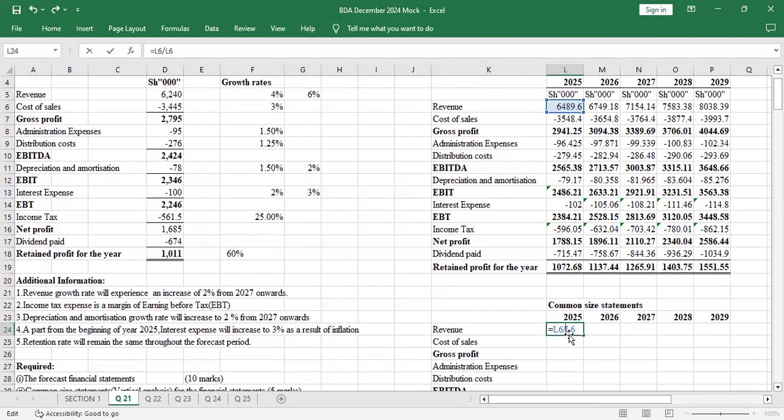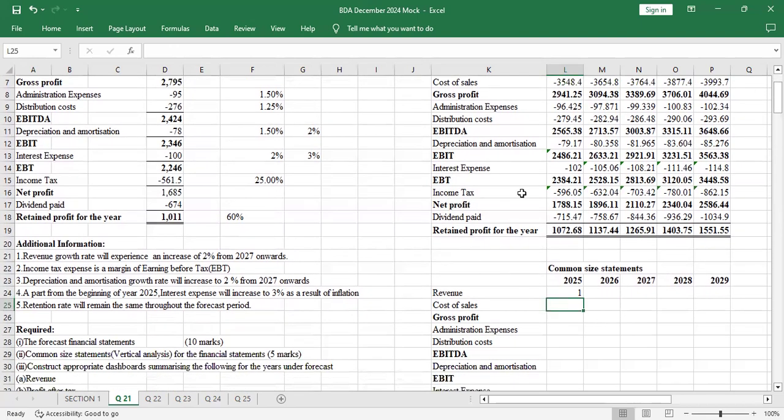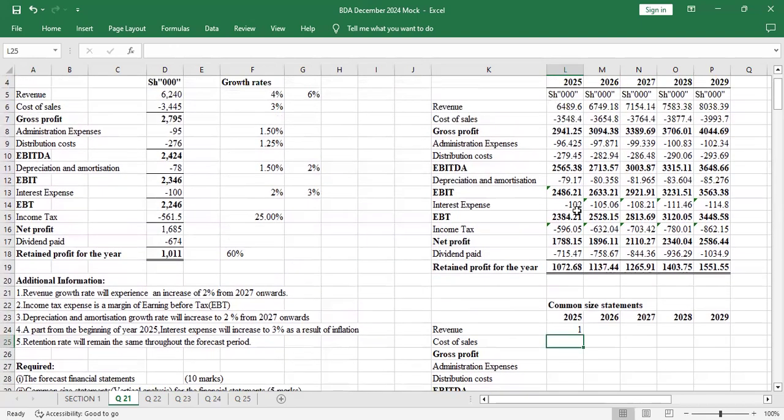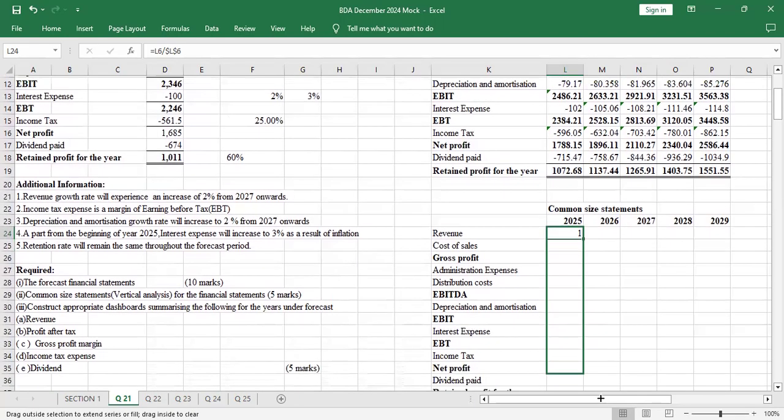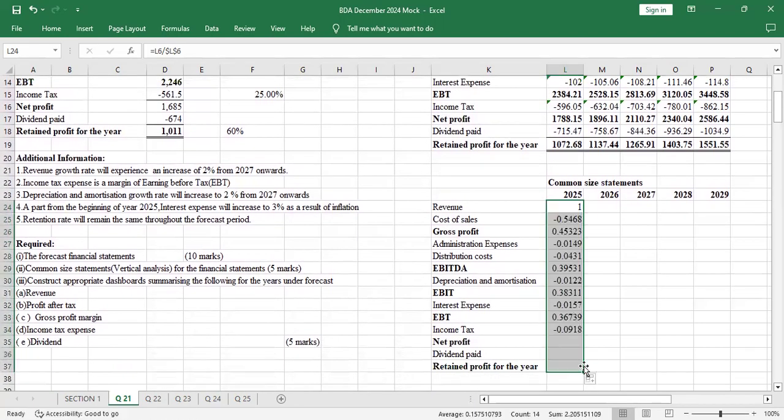So you lock that base of revenue. You introduce the dollar sign before and after, and you enter. It will give you 100% because you just divide revenue by revenue. From there, you just drag all the way up to retained profit for the year.